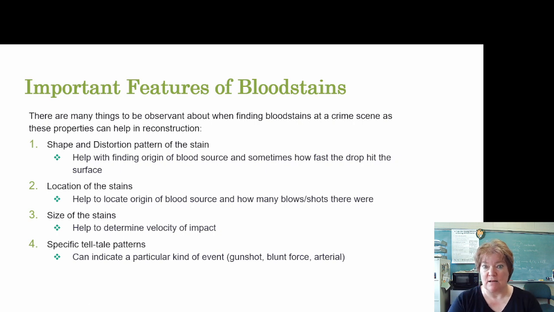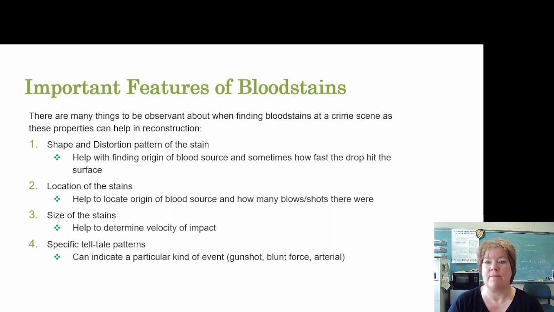The shape of, and any distortion pattern that's seen in, the bloodstain. That's going to tell us things about where the blood came from, the origin source. It can sometimes tell us a little bit about the speed at which the blood was traveling, which can sometimes tell us about the impact force. The location, where as a pattern, I would say, not the location of one specifically, but we see a location of many, can help us locate the origin of the blood source.